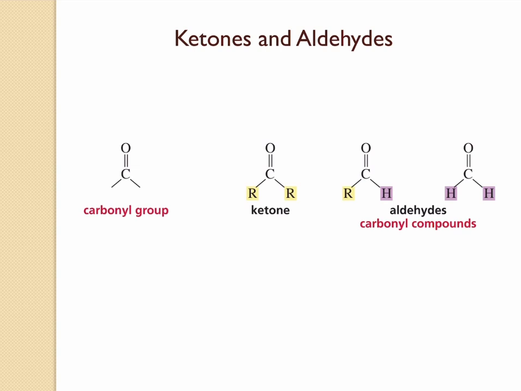Aldehydes and ketones fall under the category of carbonyl compounds. This is the carbonyl group. When you have two R groups attached to this carbonyl group, it is called a ketone. But when you have at least one hydrogen, it is called an aldehyde. The simplest aldehyde that you can have is formaldehyde, and the simplest ketone that you can have is acetone, which has this structure.